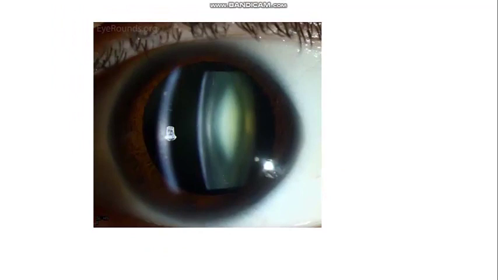So here you can see this is the lens. Again, this is the light of the slit lamp at the level of the cornea. This is the lens. The center has opacity, so this will be nuclear. This is nuclear sclerosis or nuclear cataract. Here you can see the other picture. I'll show you the next picture now.